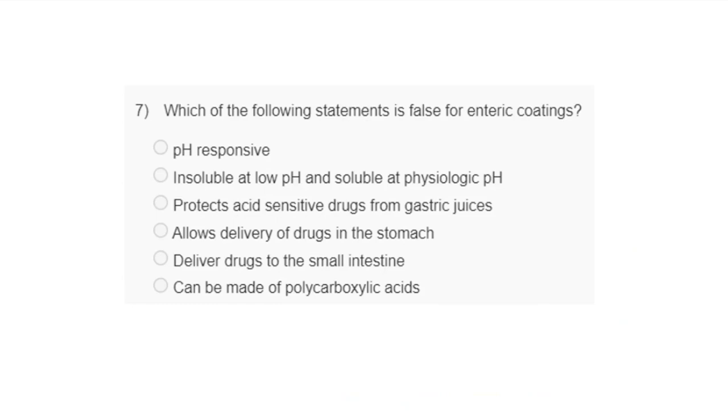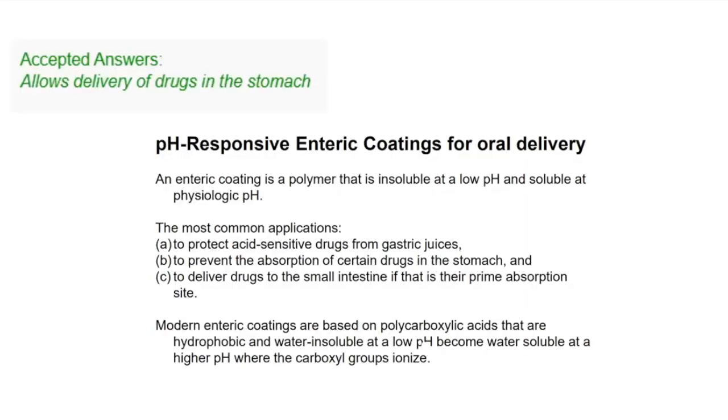Seventh question, which of the following statements is false for enteric coatings? pH responsive, insoluble at low pH, soluble at physiologic pH, protects acid-sensitive drugs from gastric juices, allows delivery of drugs in the stomach, delivers drugs to small intestine, can be made of polycarboxylic acids. So the rest of the options will be correct. The only option that is wrong is allows delivery of drugs in the stomach. Rather, it prevents delivery of drugs to the stomach and delivers drugs to the small intestine, basically higher pH, and prevents degradation in the acid environment in the stomach.